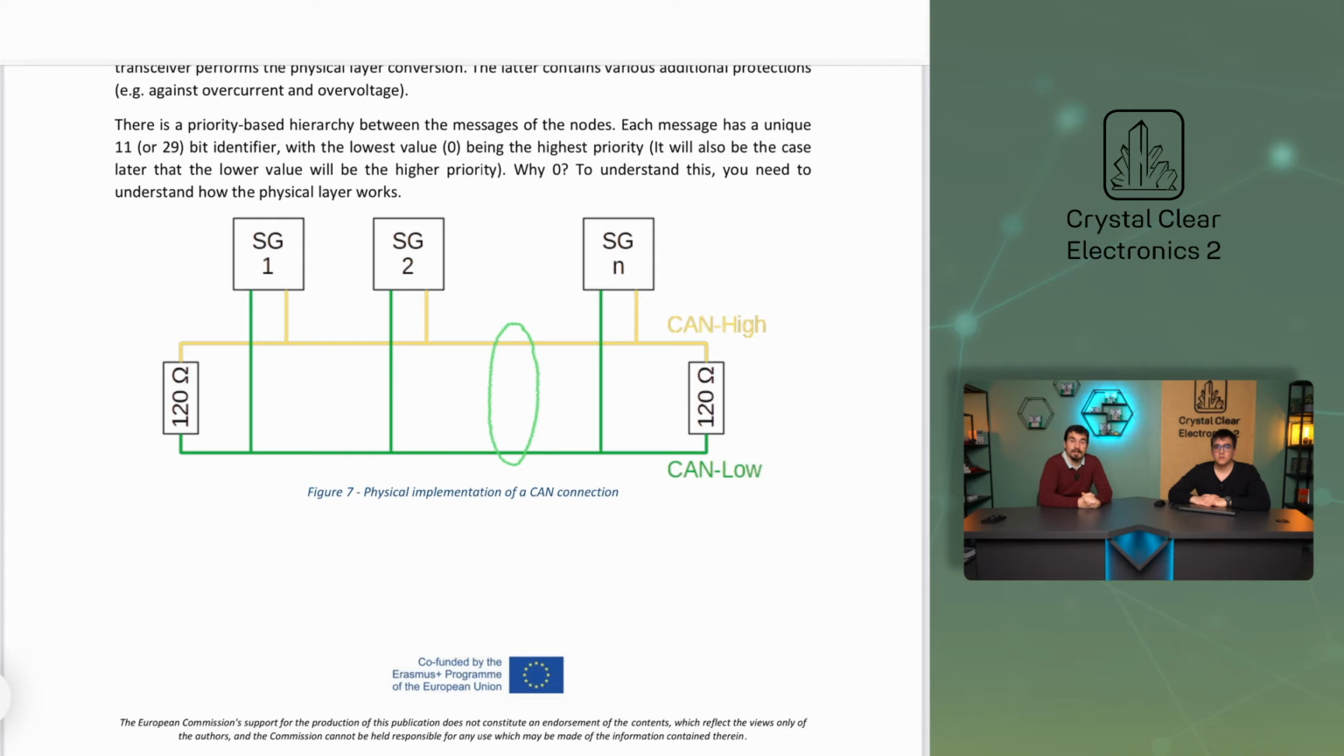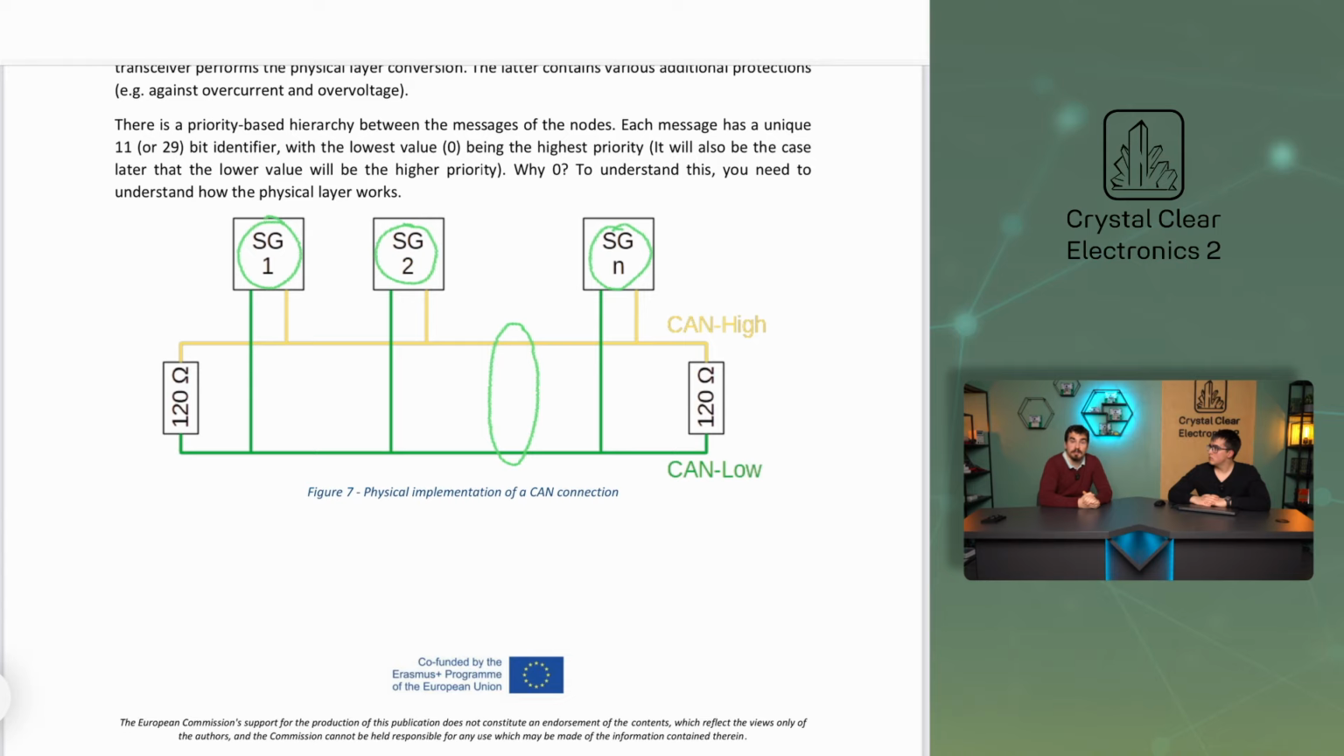Each node connects to this shared data line or bus with the shortest possible stub. The consequence of this is that several devices can start sending at the same time, which is a problematic situation. We will see how the protocol handles this later.